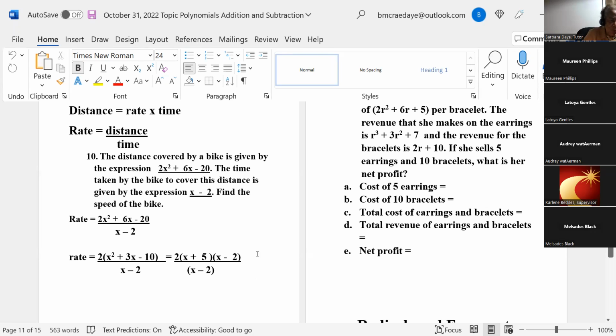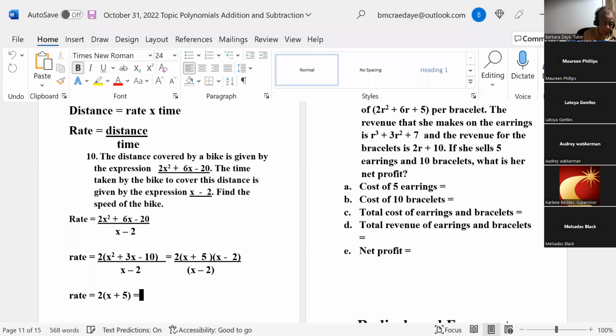X minus 2 is in the numerator and X minus 2 is in the denominator. So that means X minus 2 over X minus 2 is 1, right? So what's the rate? Once you divide it, you get 1, and you just have 2 times X plus 5.